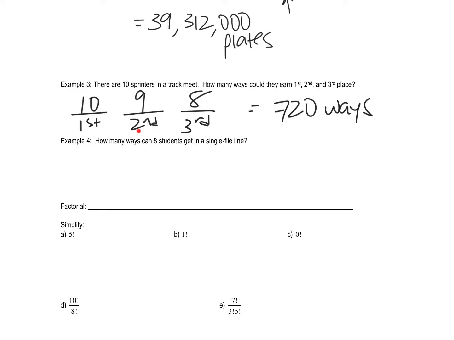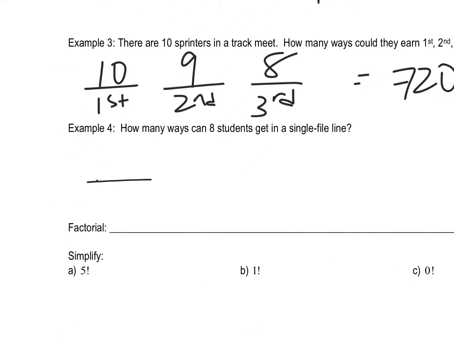How many different ways can 8 students get into single file line? Because the second person in line depends on the first one. So the first person in line, this is just like ordering people, it's the same thing, is 8. And then the second person, there's only 7 choices for that second person in line, and then there's only 6 choices.